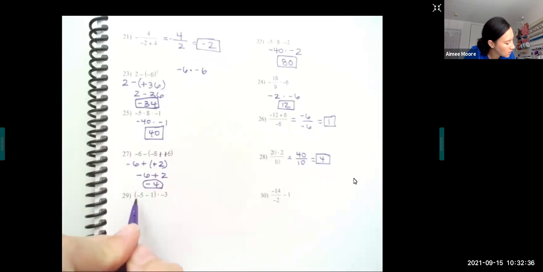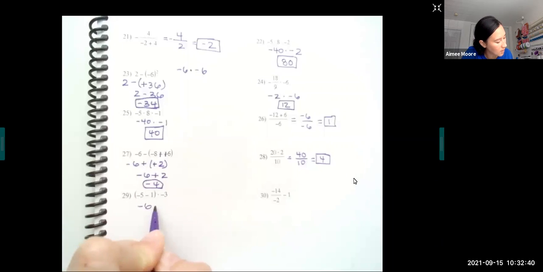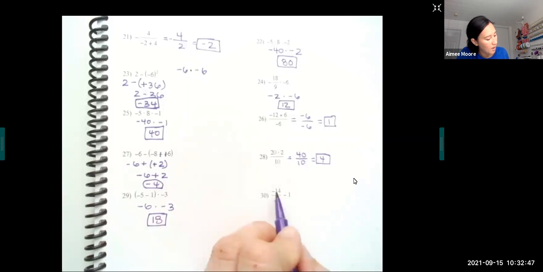And I'll do the last two. -5 minus 1, we have to do our parentheses first. That's -6. Then we can multiply -6 times -3, which is positive 18. -14 divided by -2 is positive 7. 7 minus 1 is 6.